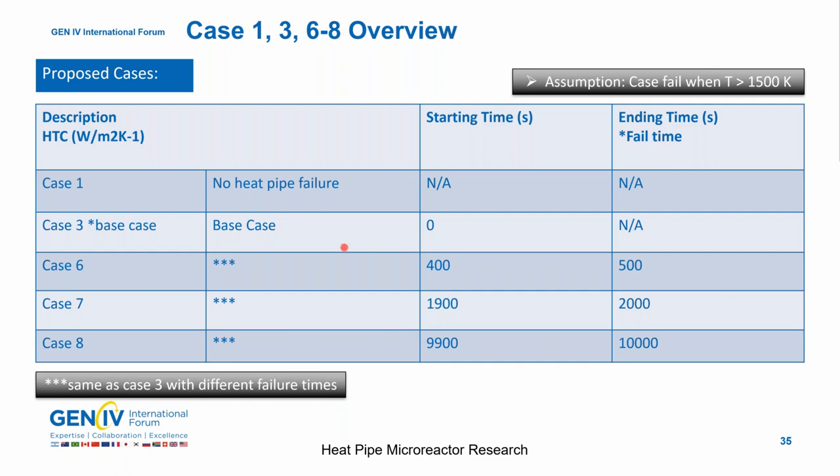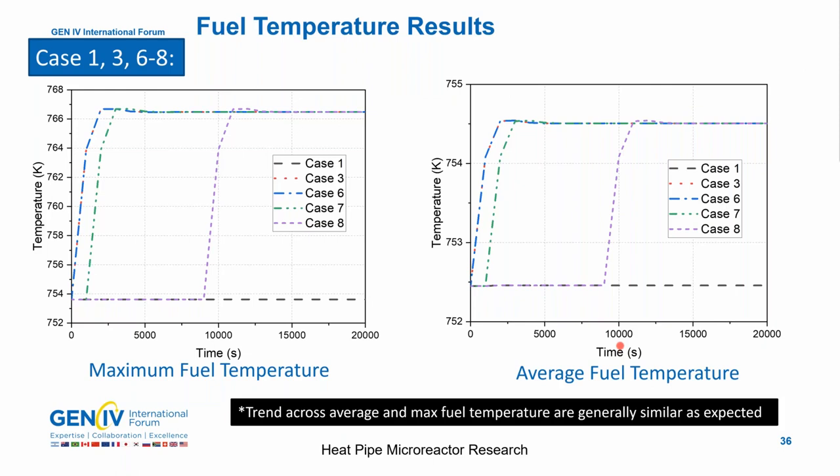Here we keep case one as the steady state, and we use case three as the base case, where two rings of heat pipes fail at 0 seconds. From case six to case eight, all of them have two rings of heat pipes failing, but at different times: 500 seconds, 2,000 seconds, and 10,000 seconds. And we will check what happens. So here are the results.